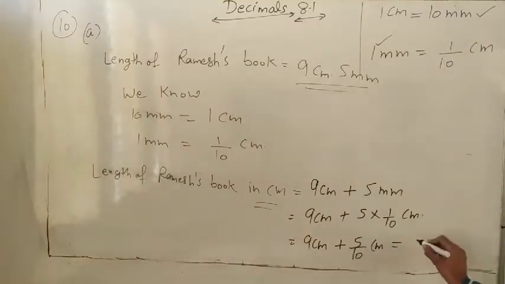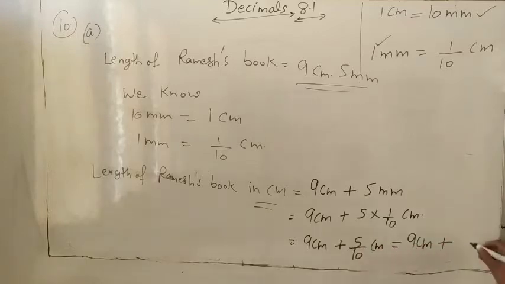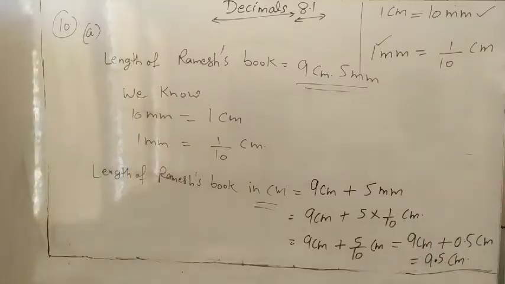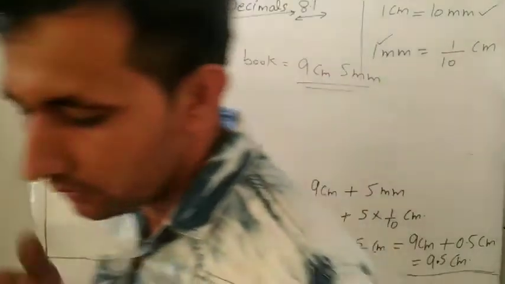Now how will you write it? 9 centimeter plus 5 by 10 means 0.5 centimeter. So how much is the answer? 9.5 centimeter. Understand it? So you can write it like this, 9.5, with a point. So it is your answer. The first exercise we have already finished.